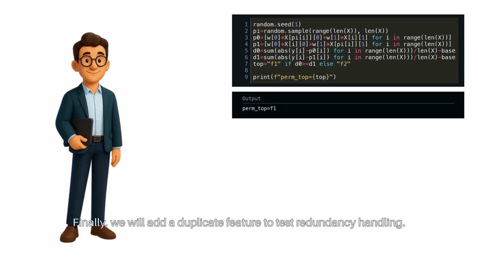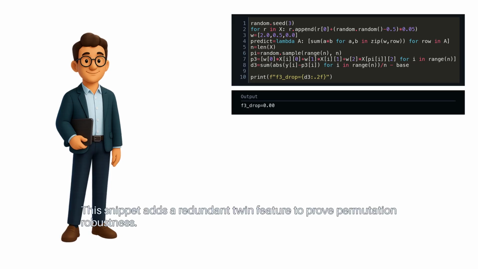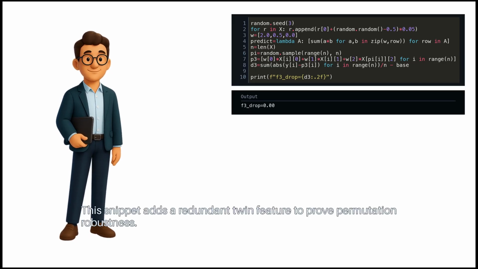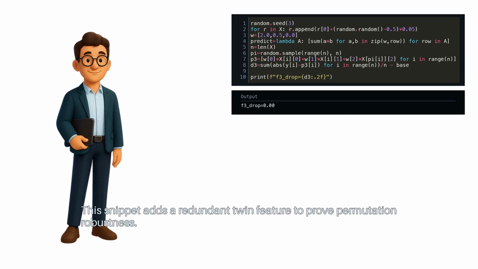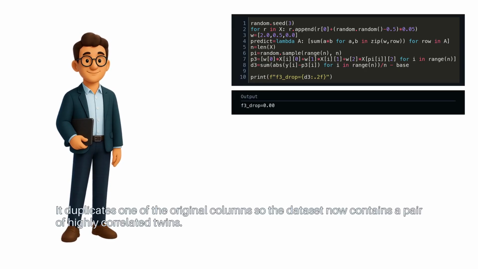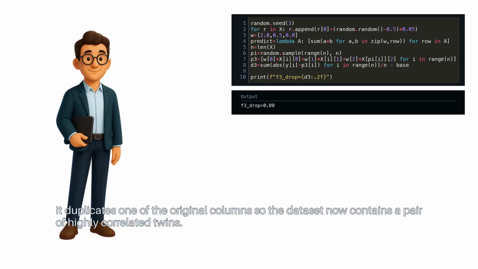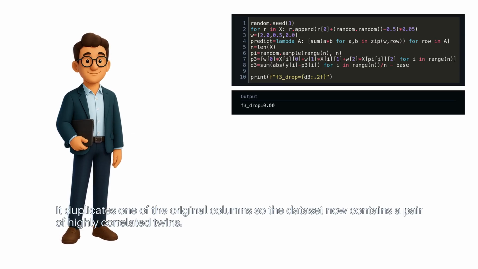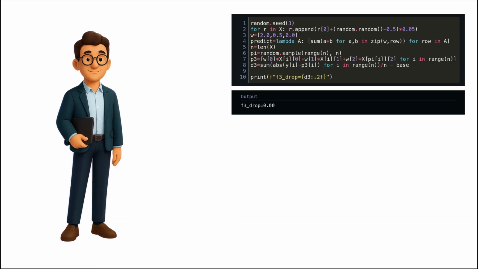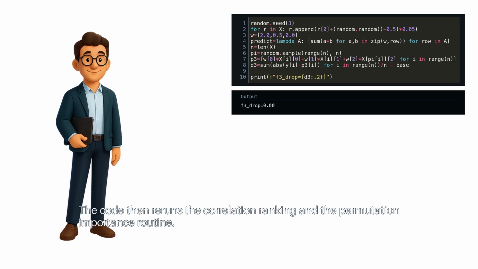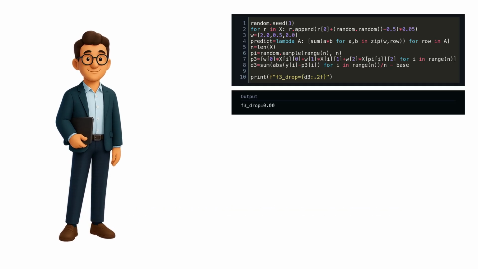Finally, we will add a duplicate feature to test redundancy handling. This snippet adds a redundant twin feature to prove permutation robustness. It duplicates one of the original columns, so the dataset now contains a pair of highly correlated twins. The code then reruns the correlation ranking and the permutation importance routine.